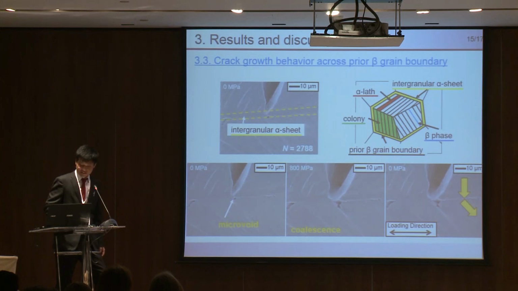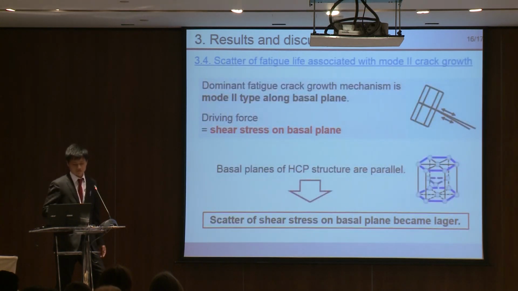These are factors of fatigue life scatter. Fourth, I explain that the scatter of fatigue life is associated with mode 2 crack growth. As shown in the previous section, the dominant fatigue crack growth mechanism is mode 2 type along the basal plane. In other words, the driving force of crack growth is shear stress on the basal plane.